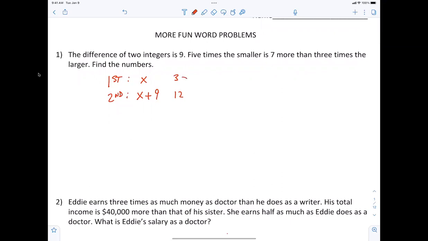So how did I get from 3 to 12? You just added 9, correct? The hard part is you see "difference."